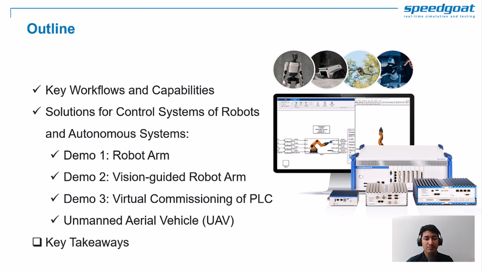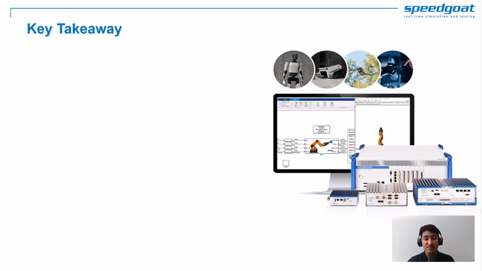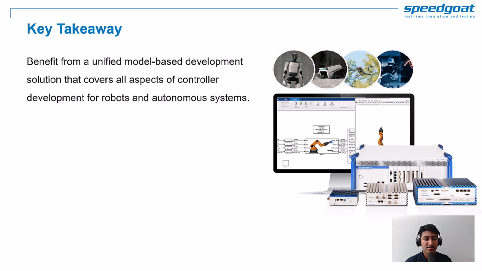So now, let's wrap up today's webinar. There is a single key takeaway for you today. SpeedGoat Test Systems and Simulink provide a testing solution for all aspects of controller development for robots and autonomous systems.